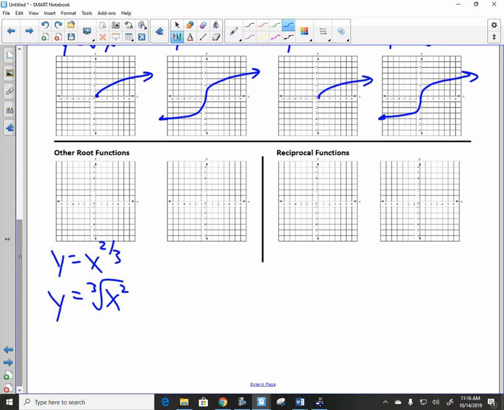If I plug in a positive and you square a positive, you get a positive, right? And then you cube root a positive, you still come up with a positive. What happens if I plug in a negative? Can I square a negative? Yeah, you get a positive. So would you agree that no matter what I plug in, it always comes out positive? And so therefore, you get this kind of shape.